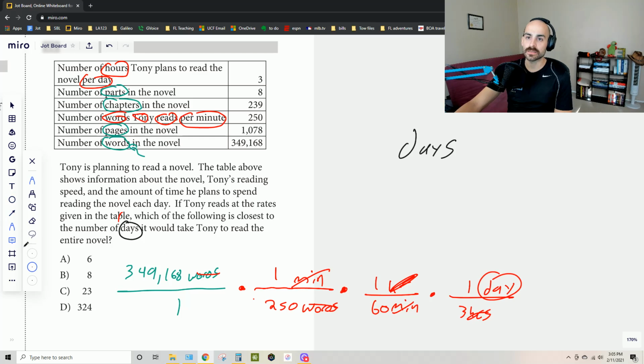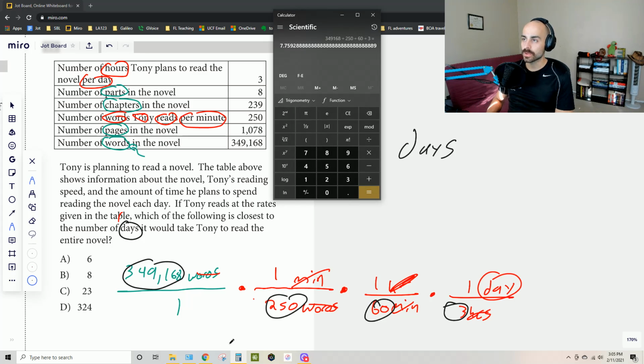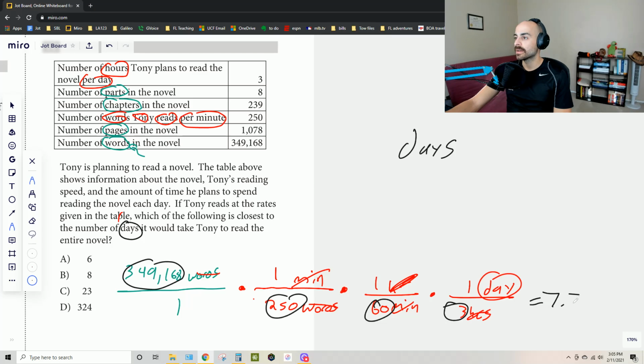And we realize that the values we want to work with are this, this, this, and this, because we want to multiply all our numerators. In this case, it's 349,168 times 1 times 1 times 1, which is the same. And then you can just divide by every denominator that you see. Divided by 250, divided by 60, divided by 3, and you end up with 7.75 days. And that's closest to B.